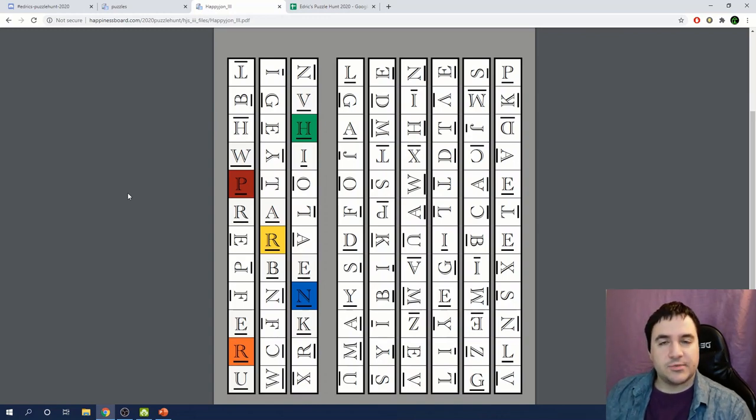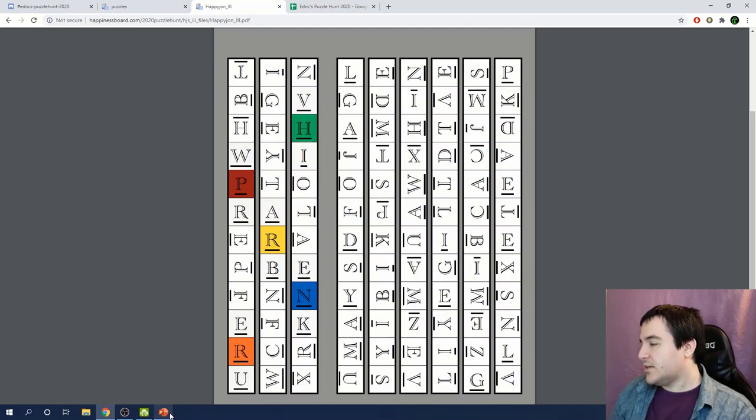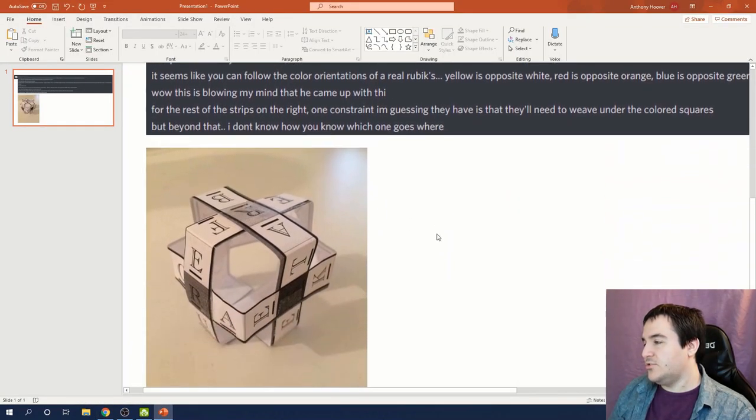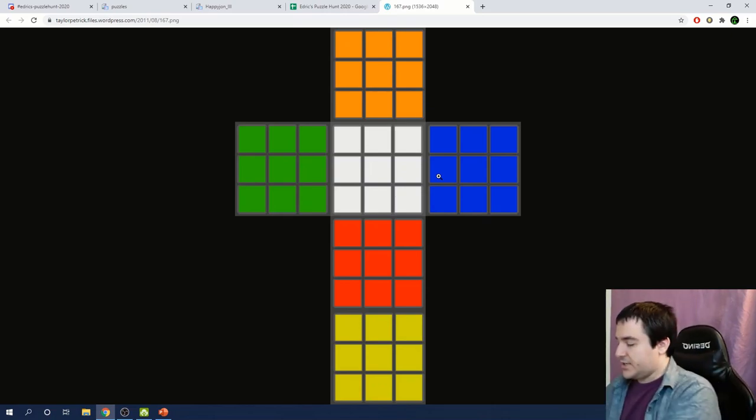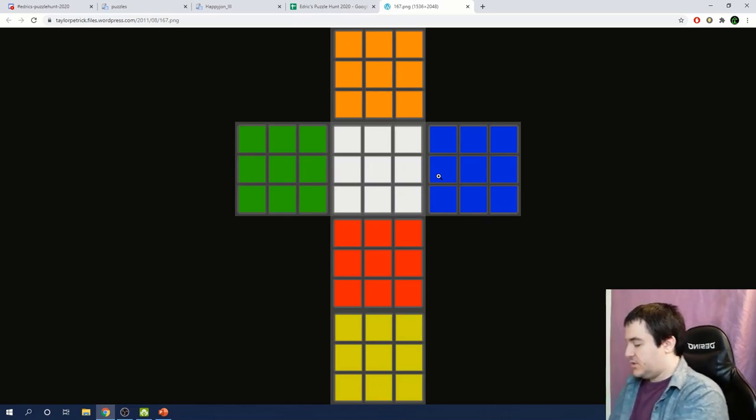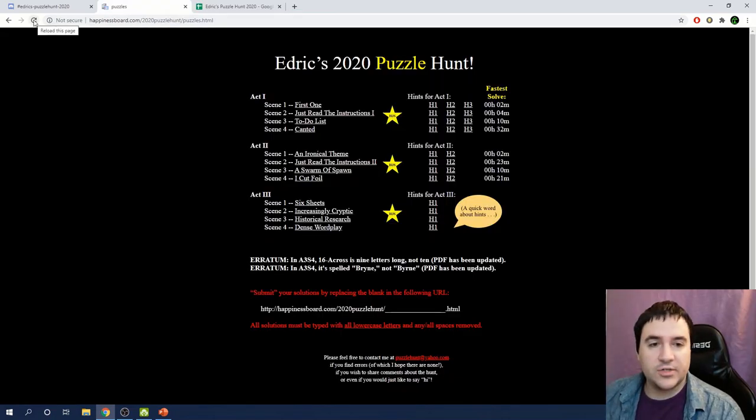So my teammate was able to determine that we were probably supposed to weave all these strips into a Rubik's Cube. Another one of my teammates was able to actually start doing that. It does look like it's time for day 4 puzzles to be released, so I'm going to set this off to the side. I'm going to refresh the puzzle page now, and we're going to see what comes in.